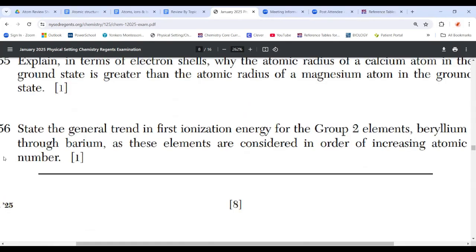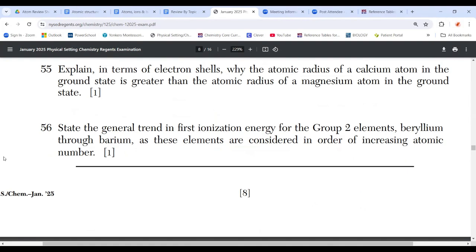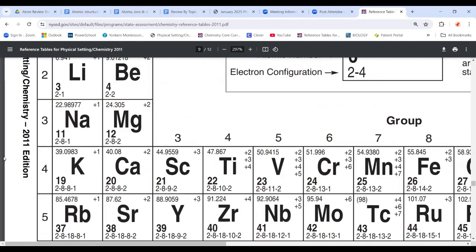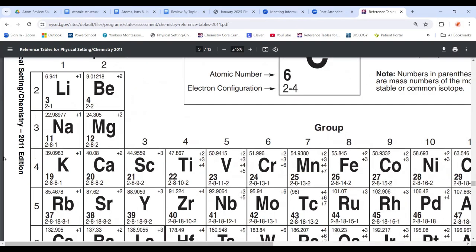All right, the general trend in first ionization energy for group two, you need to state it. As you are increasing in atomic number, let's go back to the reference table again and zoom in on group two. Here are the atomic numbers 4, 12, 20, 38. So increasing means I'm going down the group. If I know my trends, I should know electronegativity is going down here because I'm moving away from fluorine. And ionization energy has the same trend as electronegativity. So ionization energy will be decreasing.